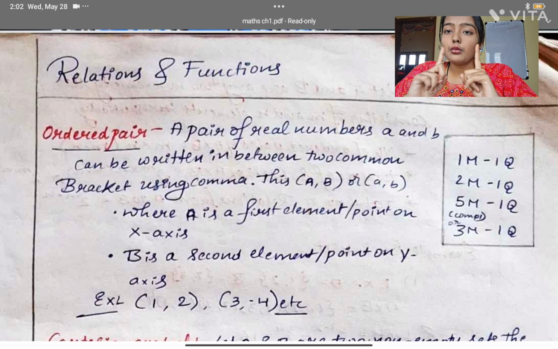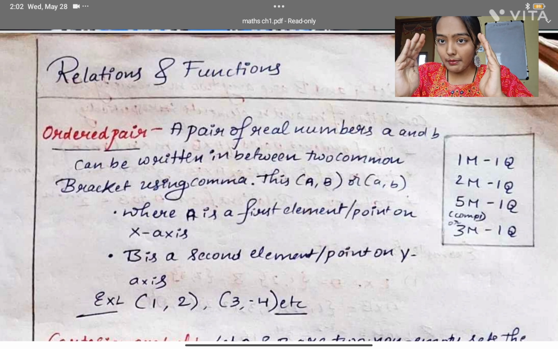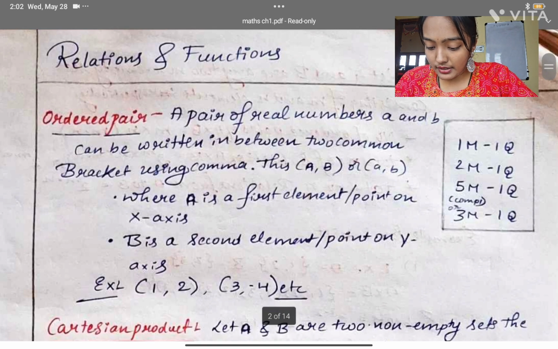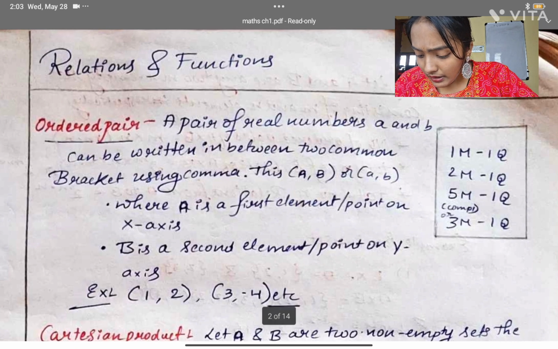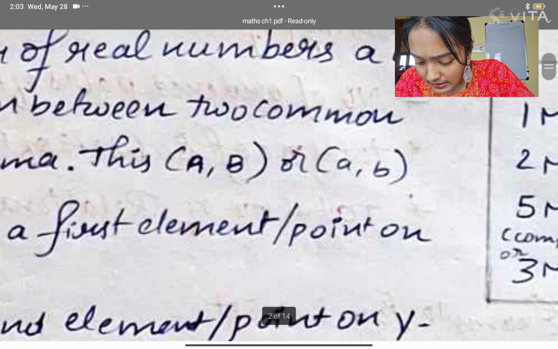Let's say, for example, 1 and 2 are the real numbers. These can be written in a bracket. In the bracket we can put 1 and 2, and using a comma we can separate them. So basically we're talking about (a, b) or (A, B). As you can see, these two things have the same meaning.